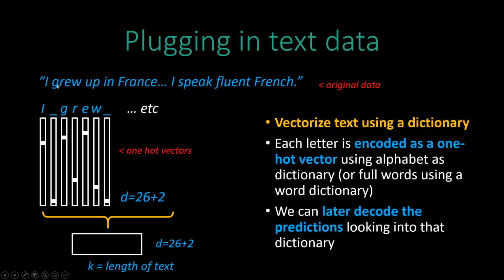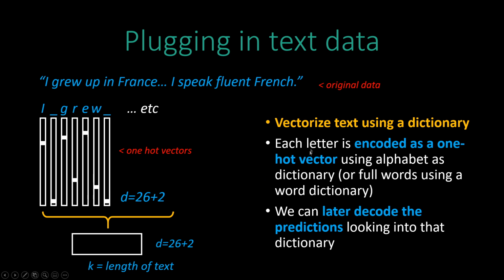We basically convert the whole sentence letter by letter, and from k letters, we would get a k by d block of data, where d is the dimensionality that we chose from the size of the dictionary, which is in this simple example 28. And this block of data corresponds to this sentence, I grew up in France. So each single letter was encoded as a one-hot vector.